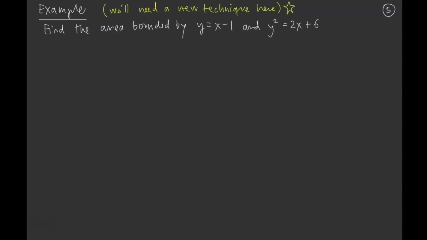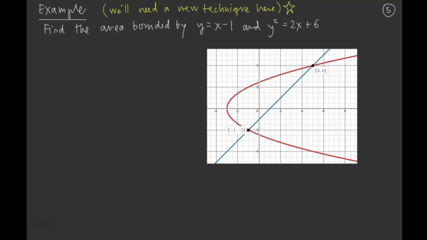And let's get a picture of what's going on. So this red curve is the curve y squared equals 2x plus 6, and the blue line is y equals x minus 1. And the area that we're interested in calculating is this area here, the region bounded by those two curves. And already you probably are figuring out what makes this problem a little bit different than the previous ones.